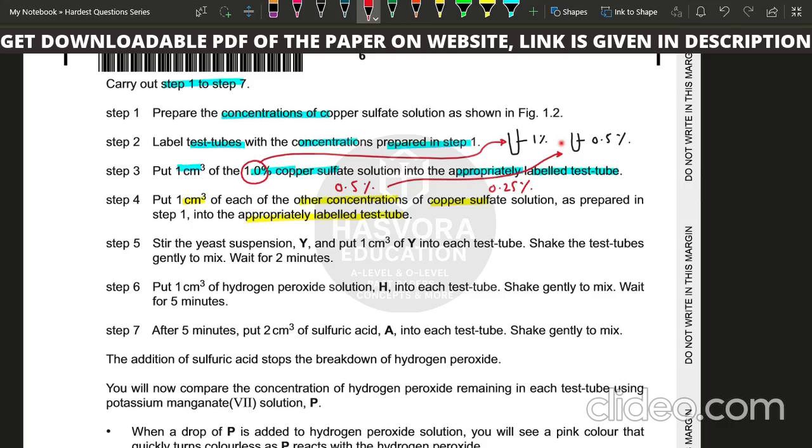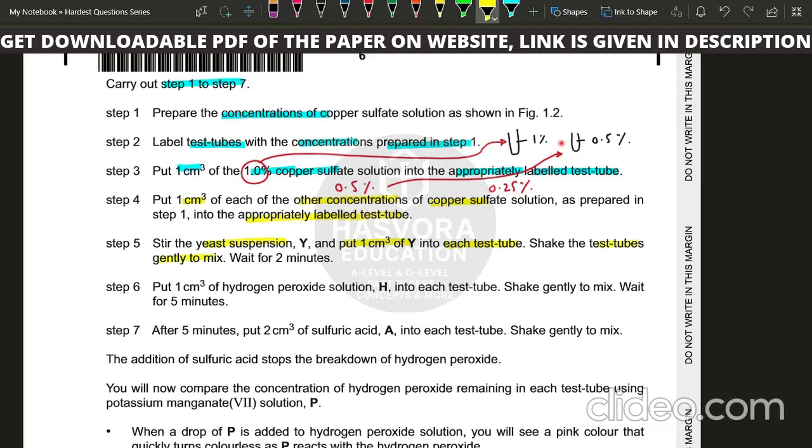Okay, now what you have to do next is stir the yeast suspension. Okay, so that it mixes well and the temperature is constant for the catalase enzyme in the yeast, and then you have to put 1 cm cube of the yeast suspension Y into each of the test tubes. So now you have to put this suspension into each of the test tubes. Okay, because this is the enzyme for which you are measuring the activity. And shake the test tubes gently to mix.